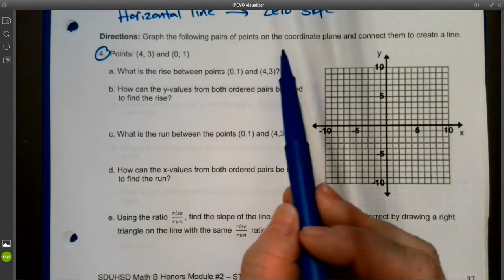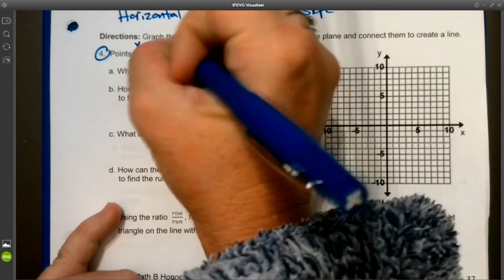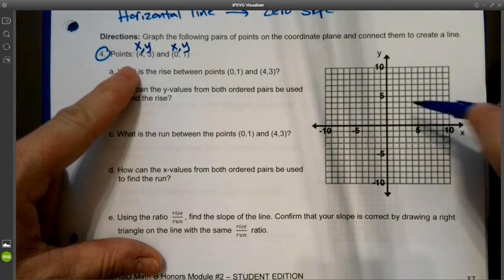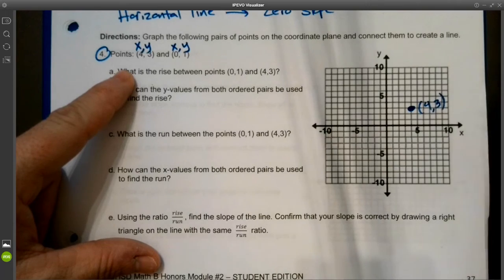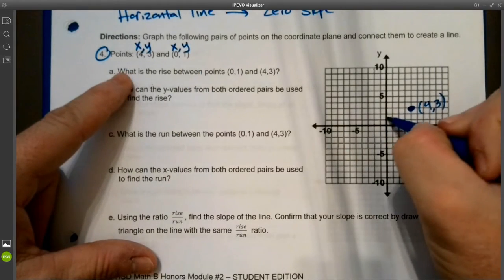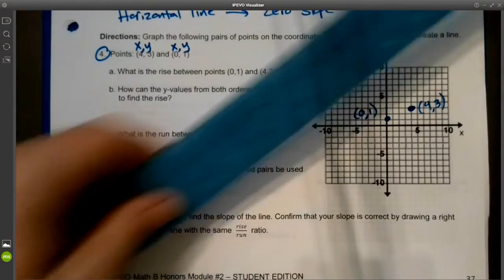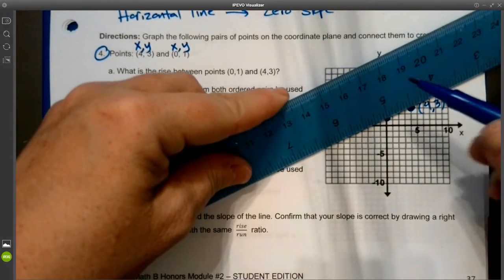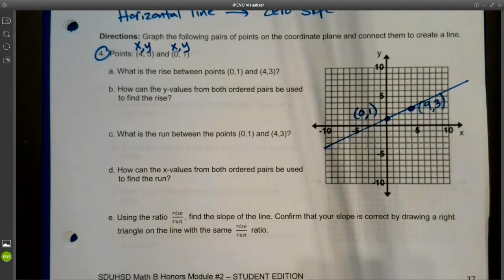Directions: graph the following pair of points on the coordinate plane and connect them to create a line. Okay, that sounds easy squeezy. Let's try it out. We're going to plot the points 4, 3 and 0, 1. Now remember, this is x, y. So 4, 3 is going to be 4 over, 1, 2, 3 up. Awesome. I'm even going to label it 4, 3. And 0, 1 is going to be 0, 1. Ooh, and that's a special point. That's the y-intercept. Now I'm going to get out my ruler. I'm really fancy today. And I'm going to connect those 2 points. There I go.